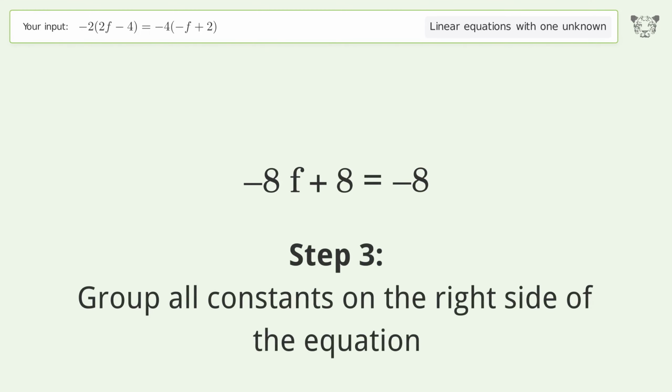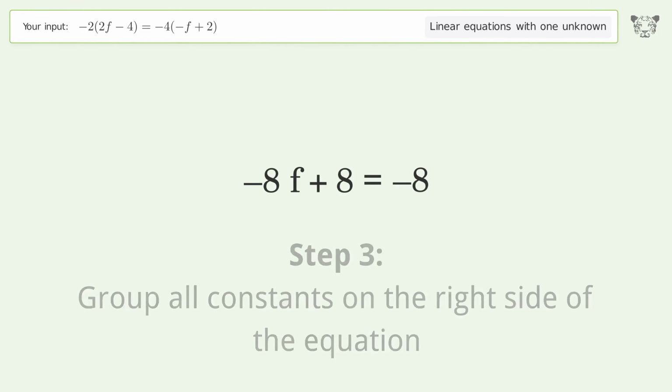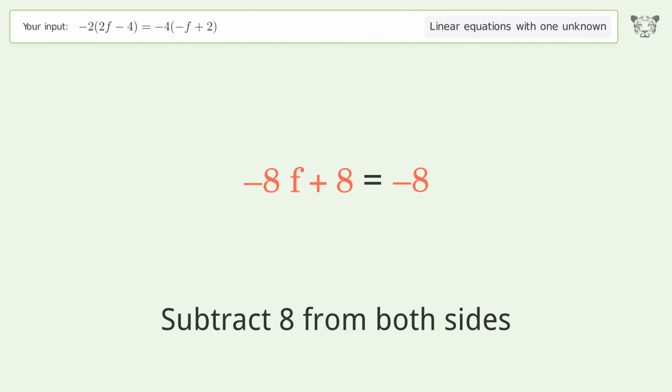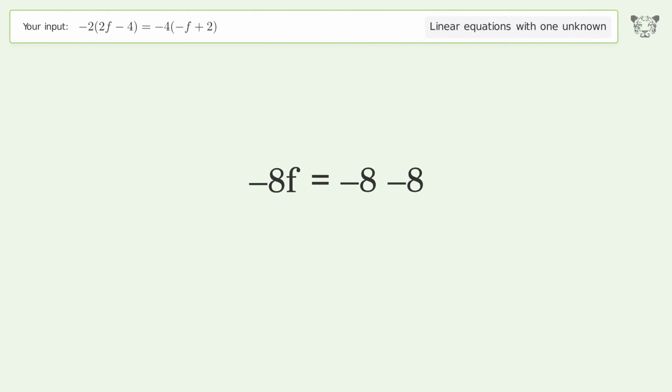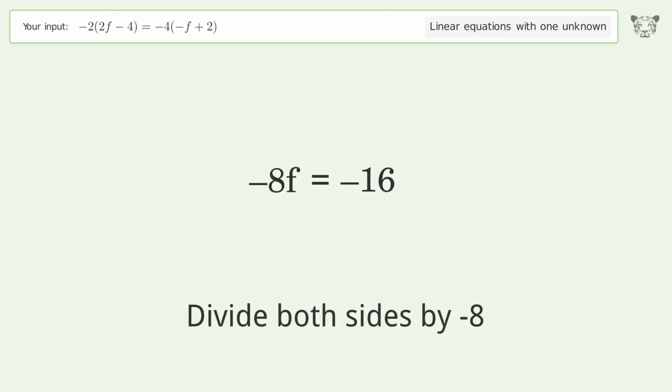Group all constants on the right side of the equation. Subtract 8 from both sides. Simplify the arithmetic. Isolate the f. Divide both sides by -8.